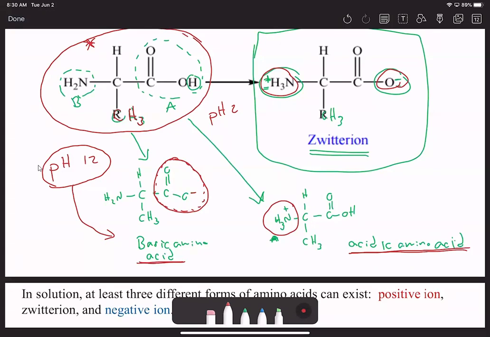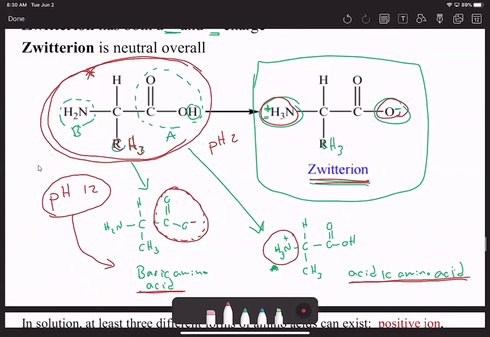So depending on the solution that we put this amino acid into, if I put it into a neutral solution, I'm going to get a Zwitterion, because this Zwitterion is neutral. So depending on the solution that we have is the potential ion that we can make here. So we're going to make one that's negatively charged, positively charged, or just overall neutral charge.